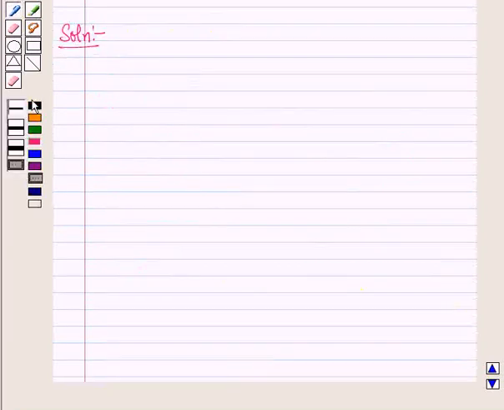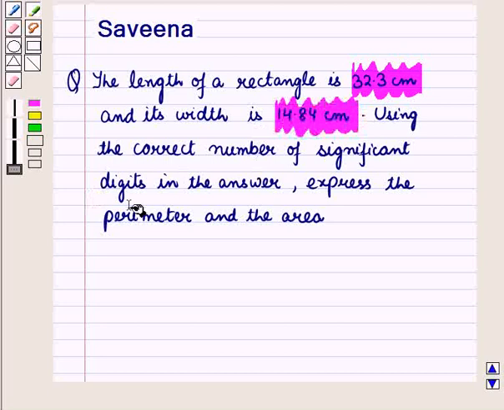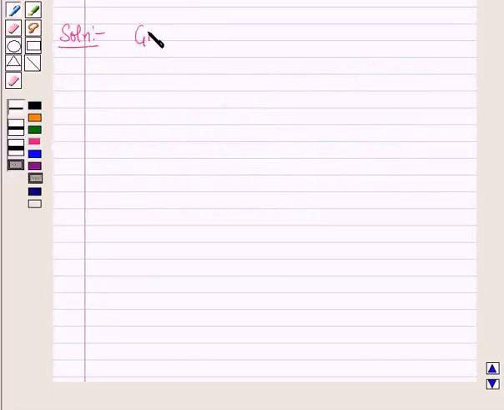Now let us start with the solution of the given question. We are given a rectangle with the following dimensions: length L is equal to 32.3 cm and width W is equal to 14.84 cm.